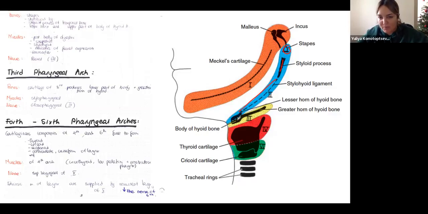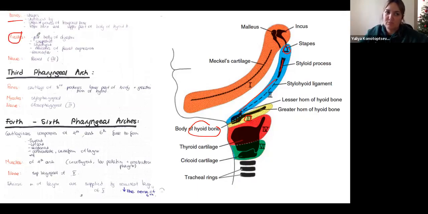The rest of the body of the hyoid bone, together with the greater horns of the hyoid bone, will come from the third pharyngeal arches. So remember that this bone is quite special, right? So it is made by the two pharyngeal arches together. So we have talked about the bones that are arising from the second pharyngeal arch.